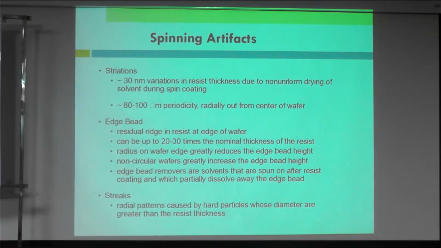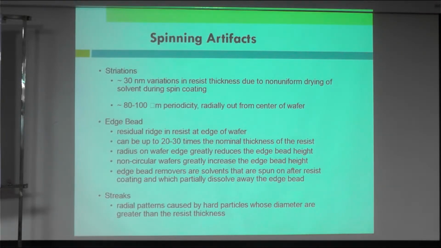There is a 30 nanometer variation in resist thickness due to non-uniform drying of solvent during spin coating. That is what happens. And there is an 80 to 100 micrometer periodicity radially out from the center of the wafer.